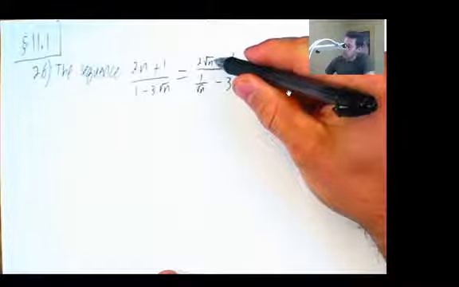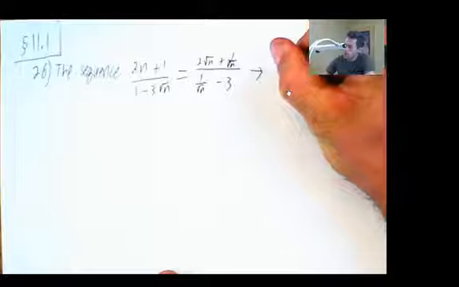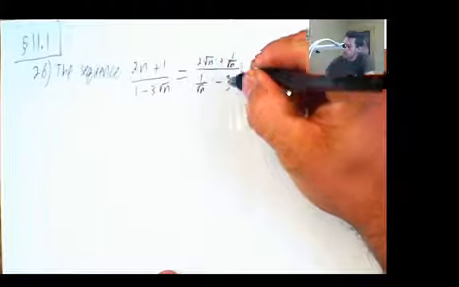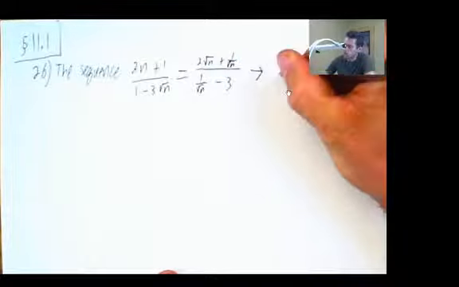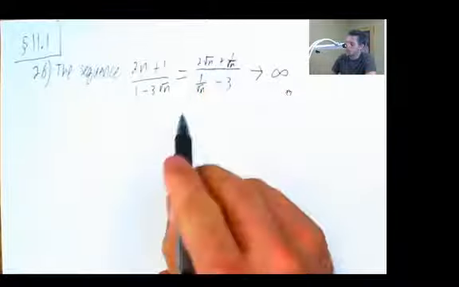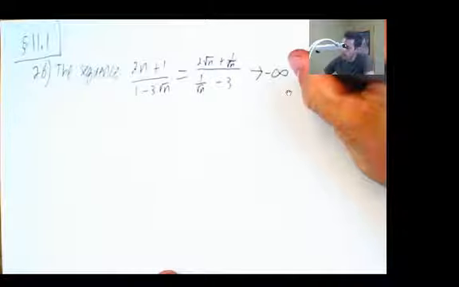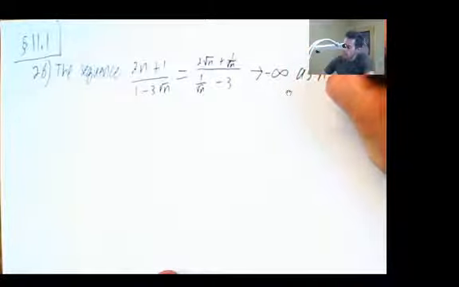That will go to infinity, and downstairs I'll have a negative 3. So the numerator becomes very large, and the bottom is going to stick near negative 3. Well, okay, the numerator is becoming very, very large, but the denominator is a negative number. So I'm thinking this is going to go to negative infinity as n goes to infinity.